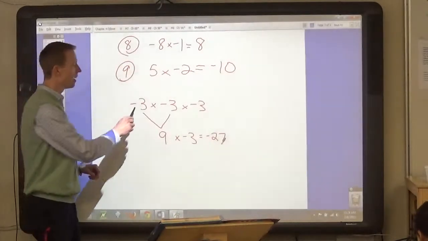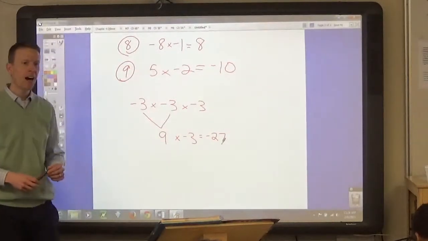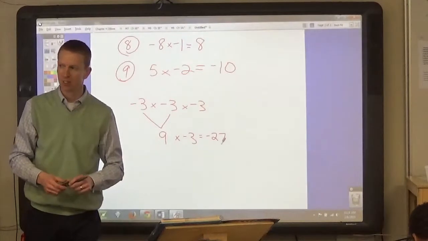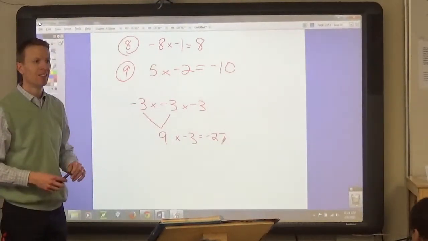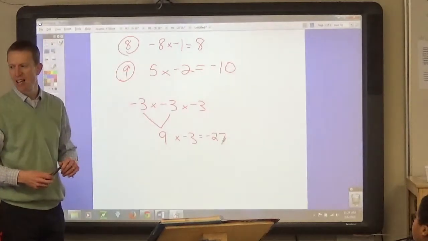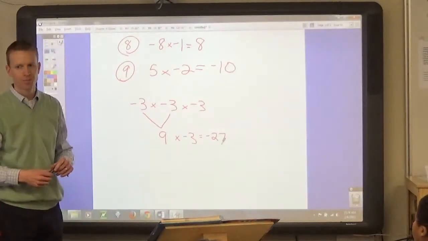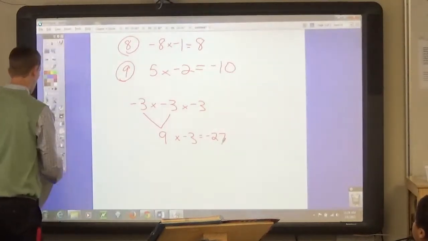What can we conclude then about an odd number of negative integers? If you're multiplying or dividing an odd number of negative integers, then the answer is negative, yeah. Yep.